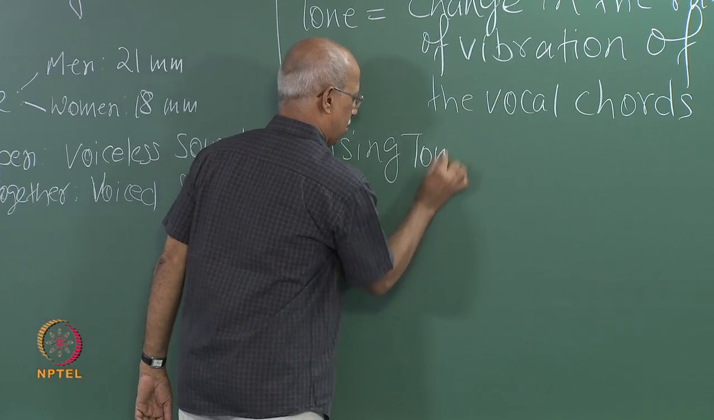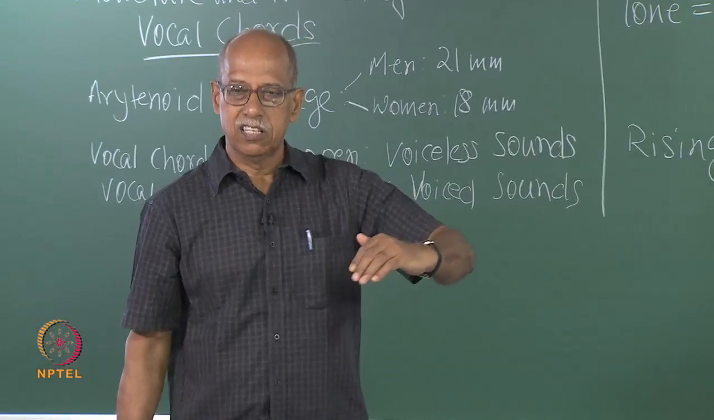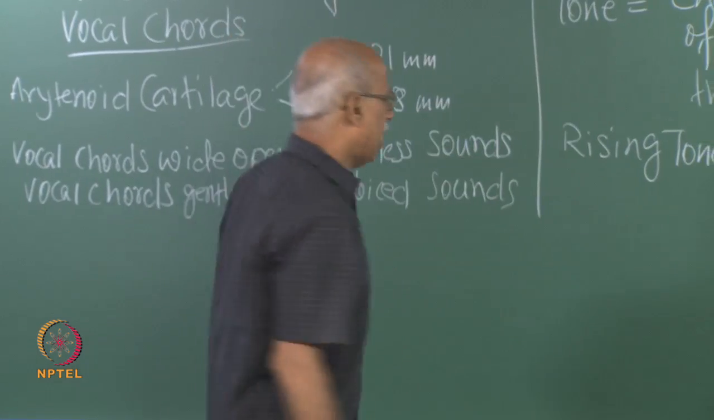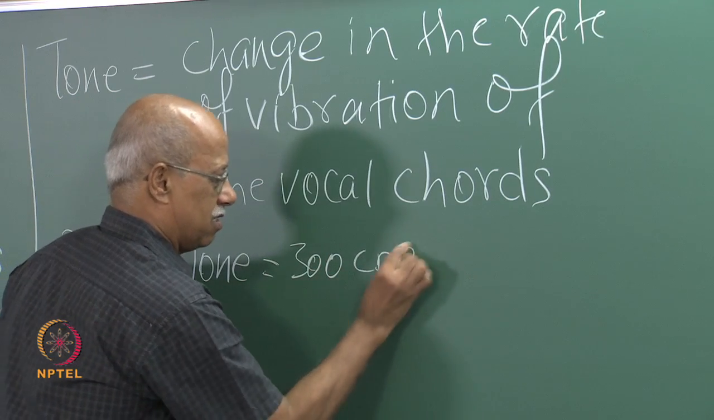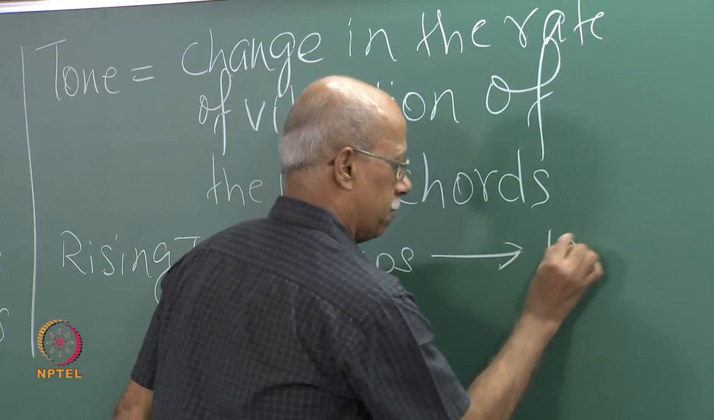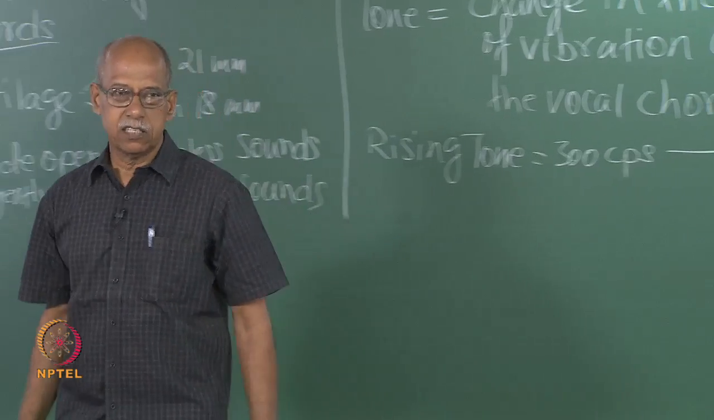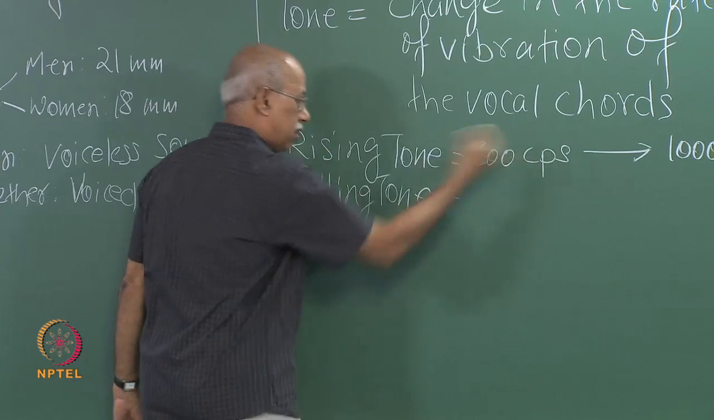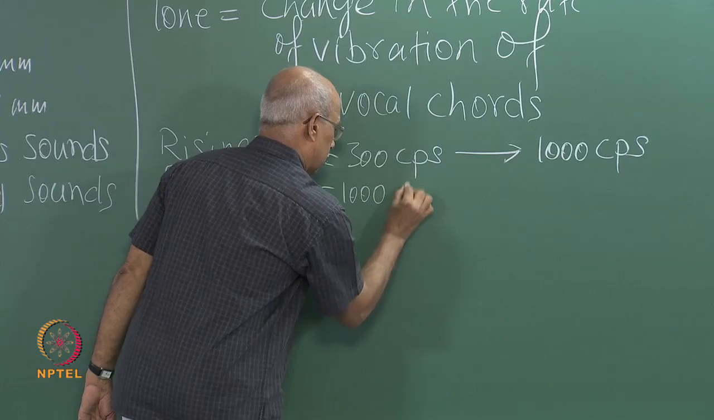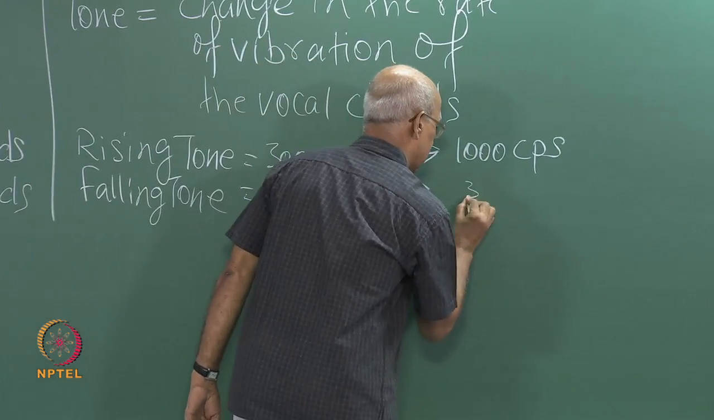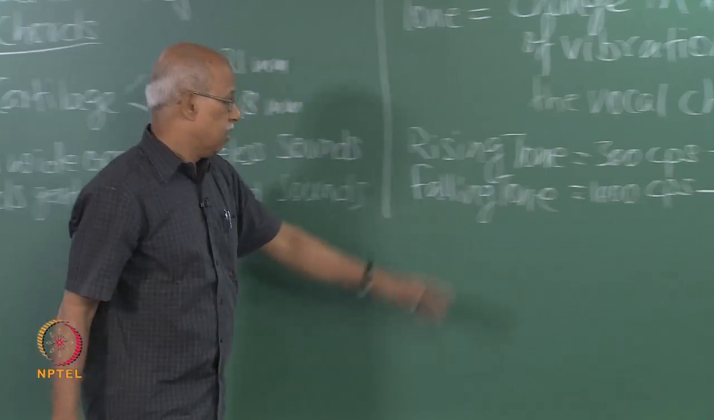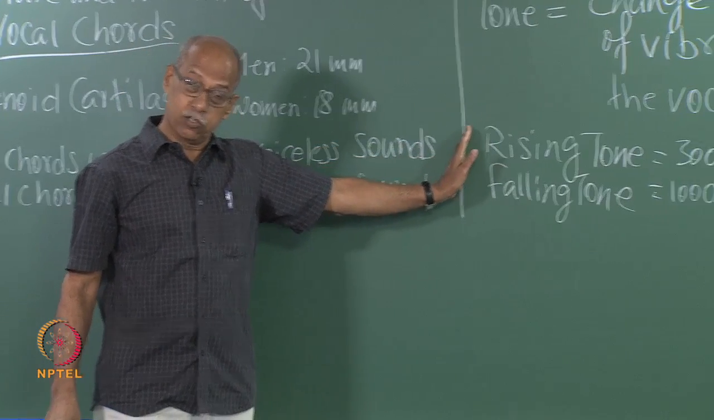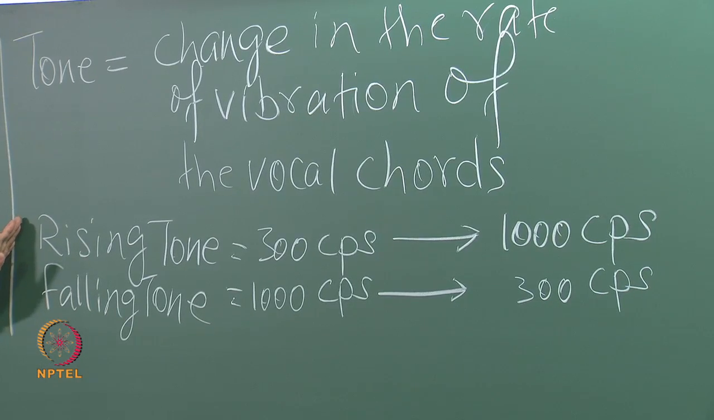Please write. Depending upon the situation, you can have a rising tone. What is a rising tone? It starts at a low rate and terminates at a high rate. You can start at, let us say, 300 cycles per second and close at maybe 1000 cycles per second. On the other hand, there can be a falling tone. The other way around, you start at 1000 cycles per second and close at 300 cycles per second. Usually a rising tone is used to make requests and ask polite questions: can I take this seat please, may I come into the class please, etc.